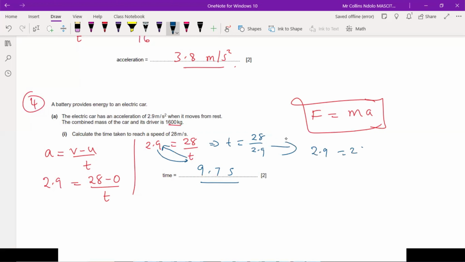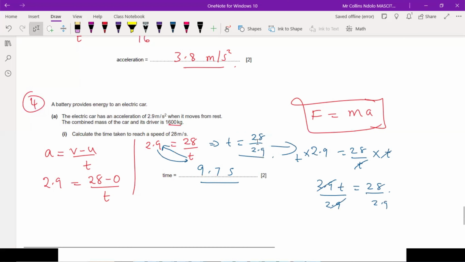If you don't like the shortcut I've just shown you, if you have 2.9 is equal to 28 over t, what you do is multiply both sides by t. So this will cancel this. Then we'll have 2.9t, which is equal to 28. Divide both sides by 2.9, and you will cancel, and therefore t is 28 over 2.9, and the answer will be 9.7.